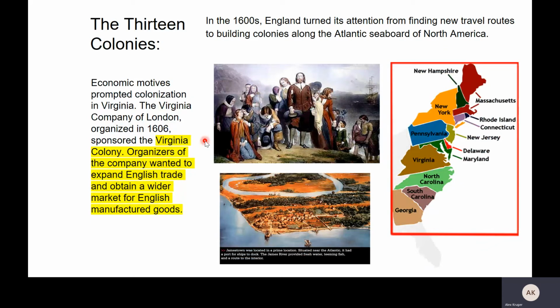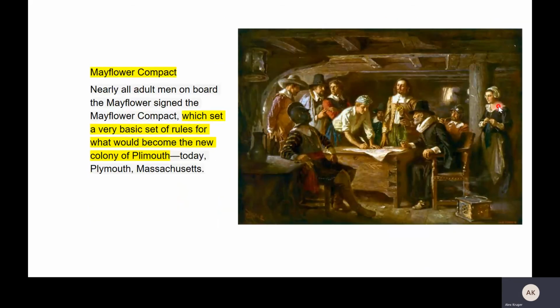The 13 colonies, you guys all know this story, I'm sure. The English and the Dutch settled in the north because Spain had already settled in the south, so they needed to go to some places where Spain wasn't, and that's where the 13 colonies come from. The Virginia colony was the first successful one in England. Organizers of the company wanted to expand English trade and obtain a wider market for English manufactured goods. So they were trying to expand their markets.